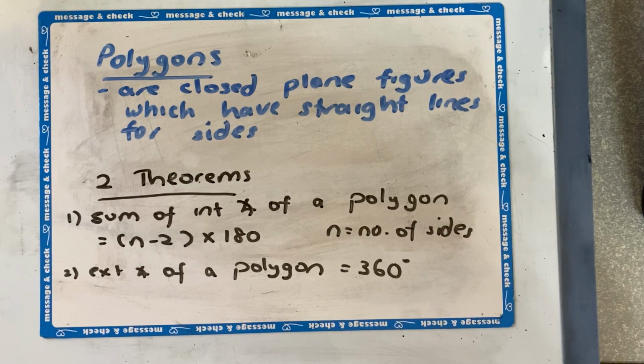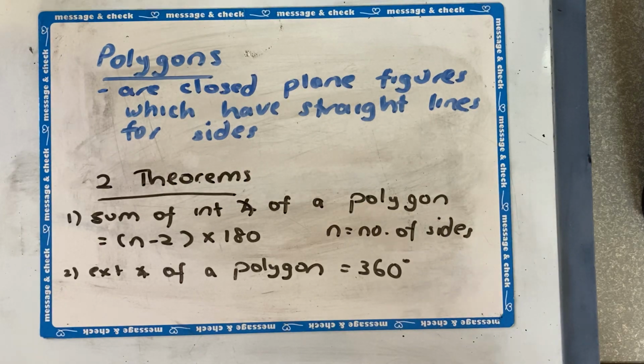Today we are looking at polygons and we are going to look at two of the theorems for polygons. First, we need to define what is a polygon. Polygons are closed plane figures which have straight lines for sides. There are many types of polygon. If it is a three-sided polygon, it is called a triangle. A four-sided one is called a quadrilateral, and a five-sided one is called a pentagon, and so on.